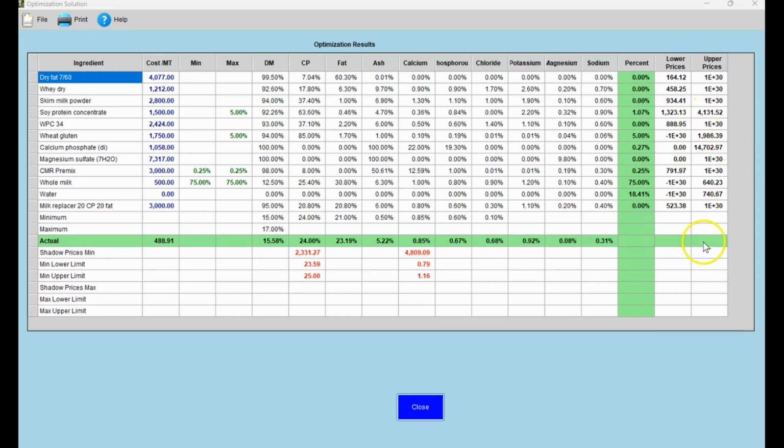This information can be used to compare current market prices or futures values to understand when ingredients are likely to enter or exit a ration. It's important to remember that each ingredient's prices are evaluated independently. Changing the price of one ingredient causes the solver to recalculate all upper and lower prices for the solution.